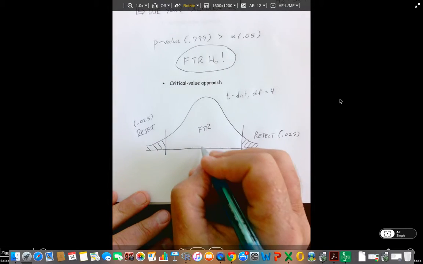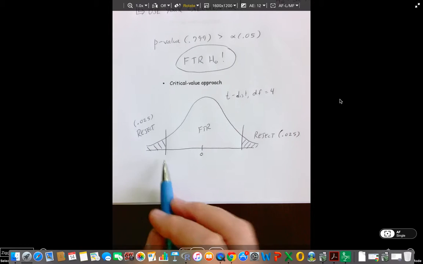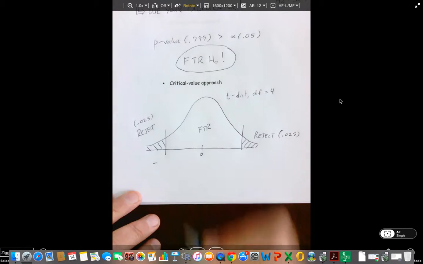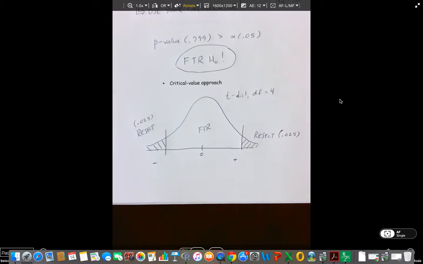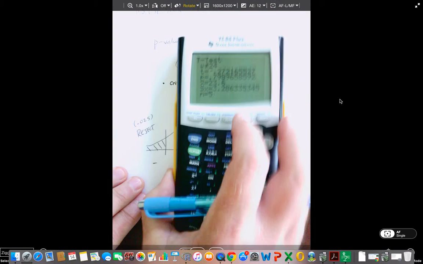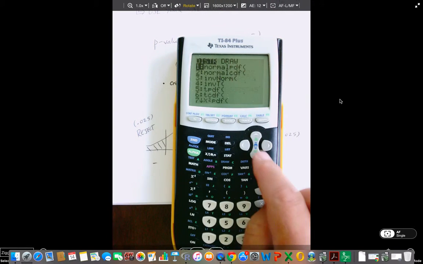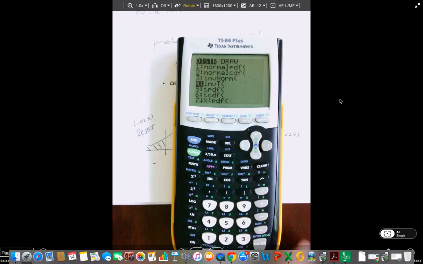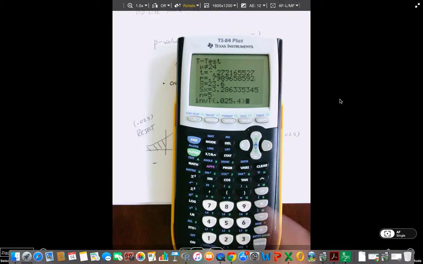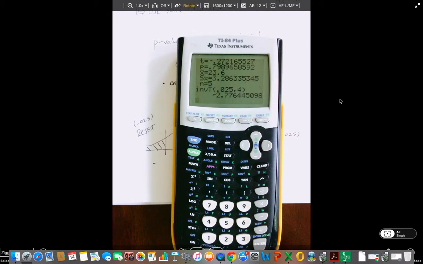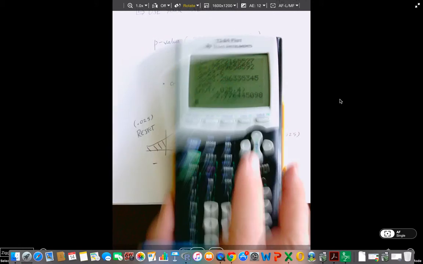Now, because of symmetry, I just need to find one of these. I know that this one's going to be the negative, and I know this one's going to be the positive. They're going to be the same number, just a difference in sign. So guys, can we do that? Well, absolutely we can do that. It's easy. I'm going to find the left one. I don't know why, I just am. Okay. Inverse t, so I need 0.025, degrees of freedom 4. The left bound is negative 2.776.